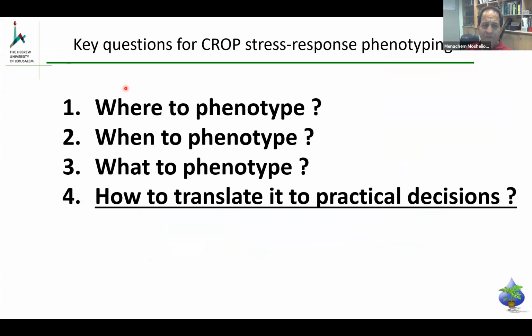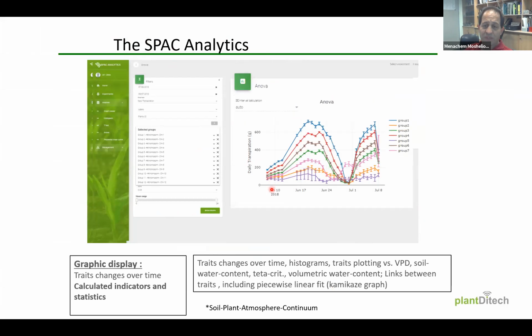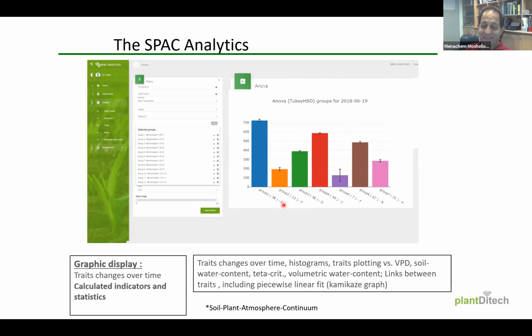After, I hope, explaining all the challenges that one has to cope with, we still have one question: how to translate the data to practice. So we use the SPAC analytical tools, also from Plantarray, which help us get real-time statistics. So we can really see the treatments. The system helps us control the treatments, but we can also get statistics, for example, an ANOVA test or t-test, and we can see if it's significant or not. We can set the alpha value and get data in real time.